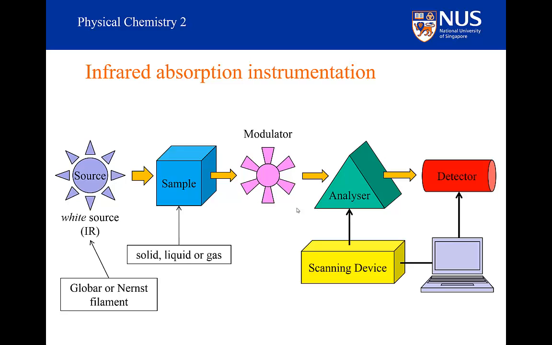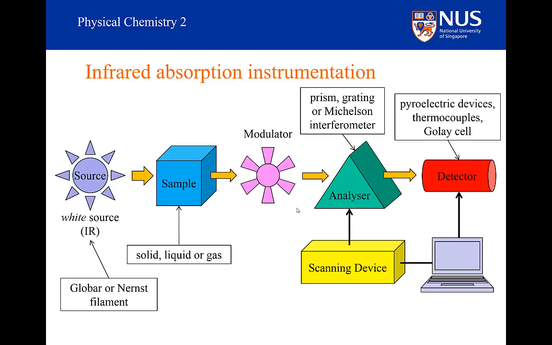The sample can be solid, liquid or gas. I'm sure you have put liquid samples or a Nujol mull between sodium chloride plates, and you may also have analysed a gas sample. Indeed, this is one of the experiments that you do in CM2192 when you'll have a look at the spectrum of gaseous HCl. The analyzer can be a prism, a diffraction grating, or a Michelson interferometer. The detector is essentially measuring heat.